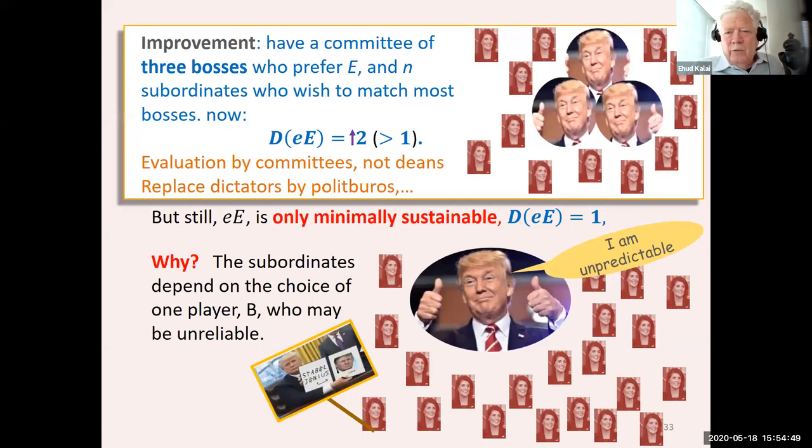And what you can do if you wanted to improve this situation: suppose I replace the boss by a committee of three players, three bosses, all preferring English as the one did, and then subordinates who want to match the majority, the most bosses. So it's a different variation. Now you can see that the defection index goes to two, because if one of the bosses goes crazy, the other two are still there and they don't destroy the best reply property. You need to have two of the bosses defect. So with a committee of three bosses, things become more sustainable.